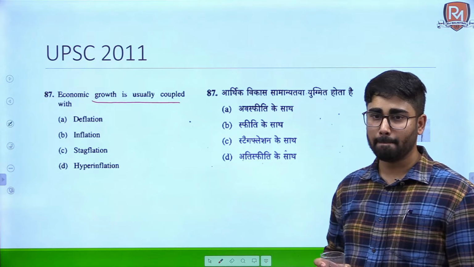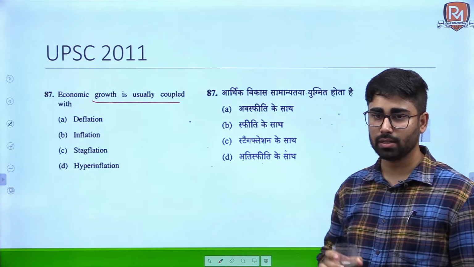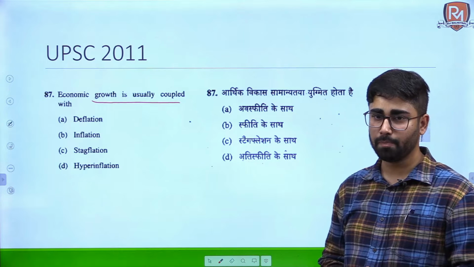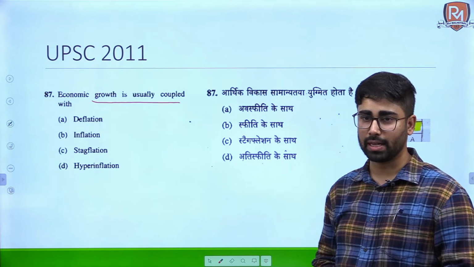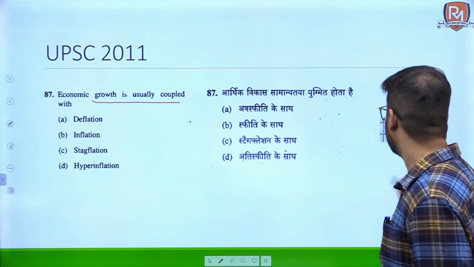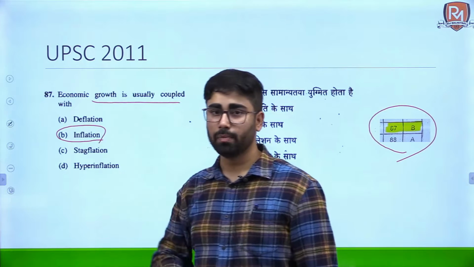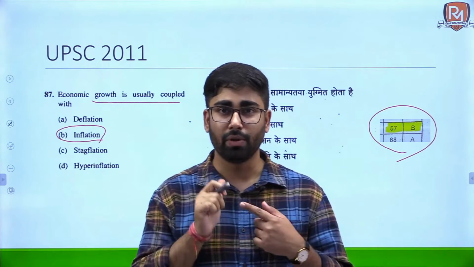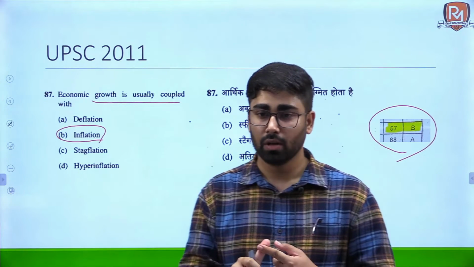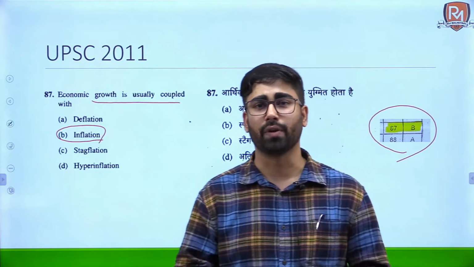Bittu is saying B, Mishra is saying B, Kanu is saying inflation, right? Hemandeep is also saying B. So, yes, the answer is correct. The UPSC answer key also says the answer is B, that is inflation. So, do you understand the relationship between inflation, economic growth, and what is stagflation? All these concepts should now be clear in your mind, as this is the foundation of economics.